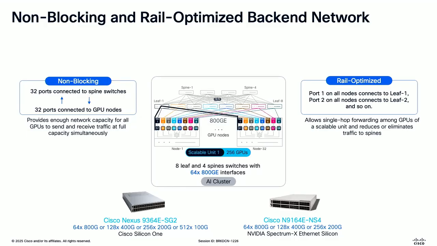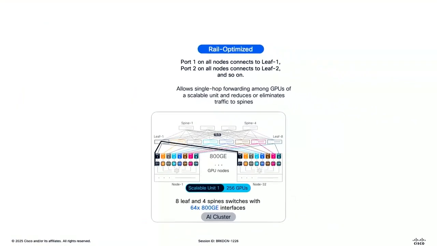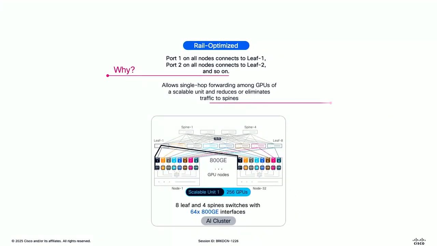So that's one. The other is the concept of rails, and this is a very specific pattern. There are 2 points that I'm saying here. Number one, we connect them in a specific way, and then there's a benefit. So let's talk about them. Why exactly do we connect the first NIC to the first leaf, the second NIC to the second leaf, and so on? And the rail optimization, of course, reduces the network delay. It also reduces or maybe eliminates the traffic that goes to the spines.